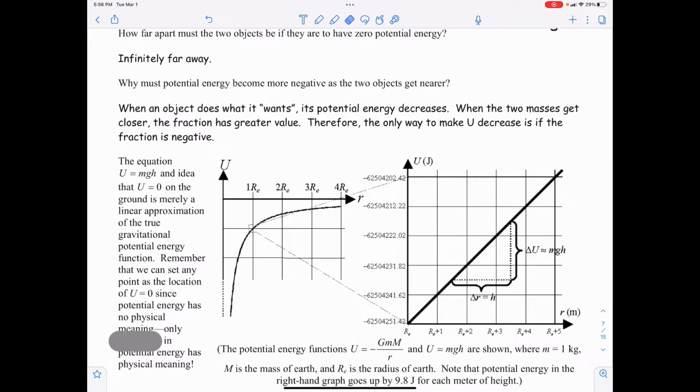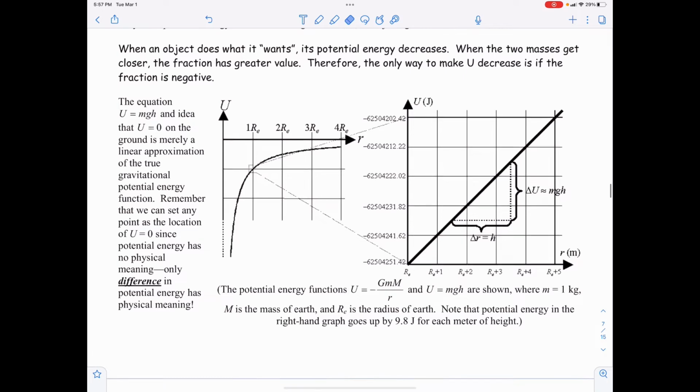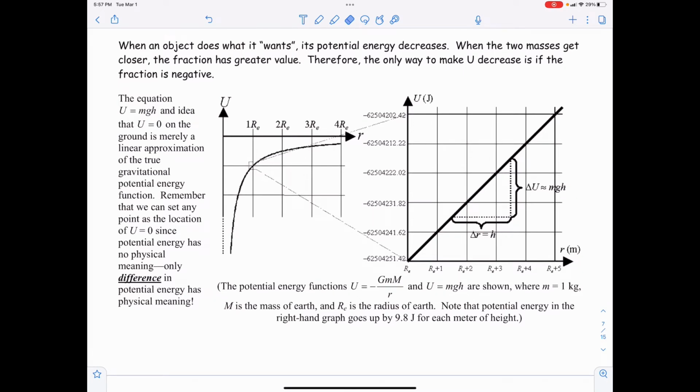The equation mgh and the idea that U is equal to 0 on the ground is merely a linear approximation of the true gravitational potential energy function. Remember that if we set any point at any location equal to 0, since potential energy has no physical meaning, only a difference or a change in potential energy has physical meaning. So this part of the function that you see right here with mgh really is just a linear approximation of that tiny little bit right there.